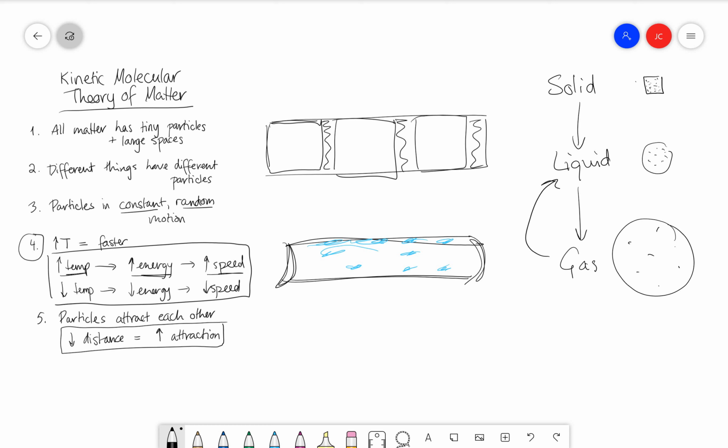In the next video, we're going to go over how thermal energy and heat work, and you're going to learn a lot more about this sort of application of the kinetic molecular theory of matter.